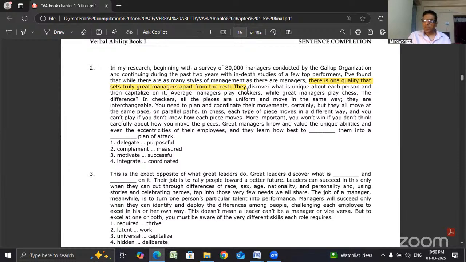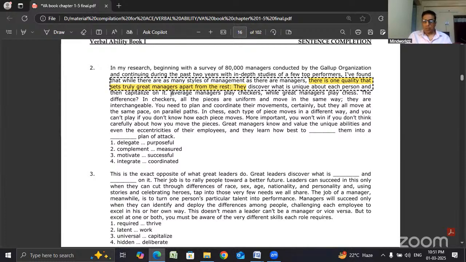Average managers play checkers, while great managers play chess. Beautiful. What is the difference? Now, from the reading comprehension point of view, average managers play checkers, while great managers play chess.